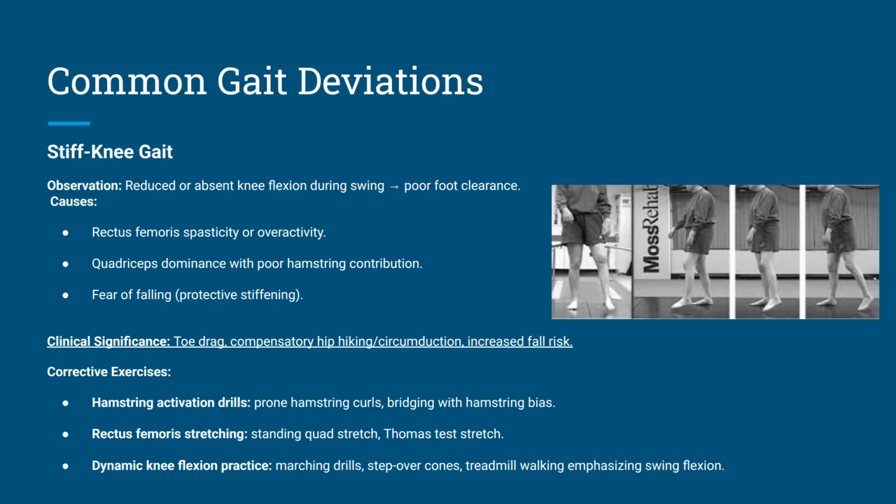The common causes: usually spasticity or overacting rectus femoris, quad dominance with weak hamstrings, poor timing, not just strength deficits, and fear-based guarding after injury. Secondary compensations would be hip hiking, contralateral vaulting, and increased lumbar side bending.